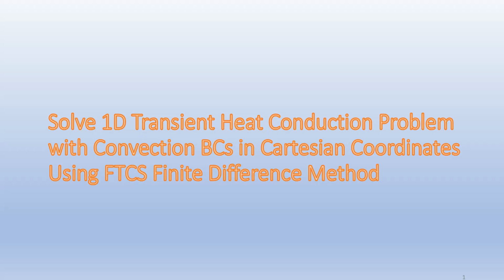Hello friends, today we are going to solve a 1D transient heat conduction problem with convection boundary conditions in Cartesian coordinates using the FTCS, or forward time centered space, finite difference method.